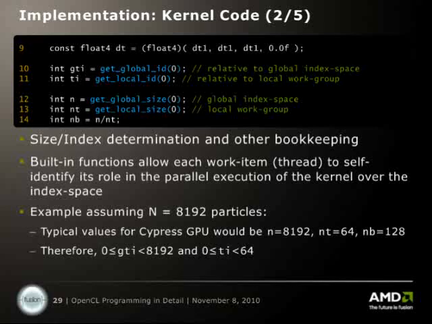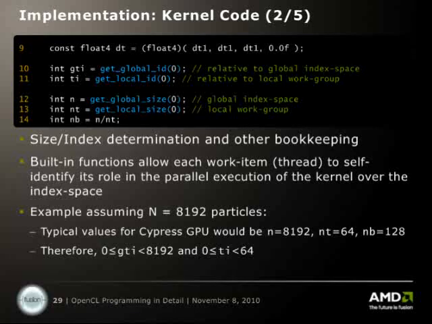Okay, then the next thing we do in the kernel is some size and index determination and some other bookkeeping tasks. But before that, on line 9, this is an example of the vector data types that are available with OpenCL. The time step was passed in as a simple float, so I want to construct a float4, essentially a 4-vector, that I'm going to use later to perform small SIMD, 4-vector type operations. That's how you can cast a float and build up a vector data type.